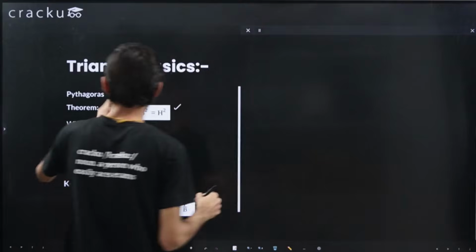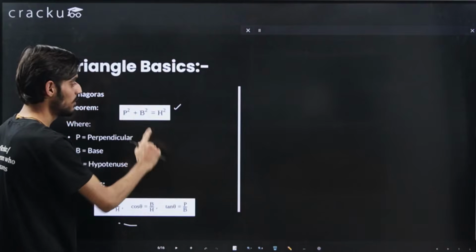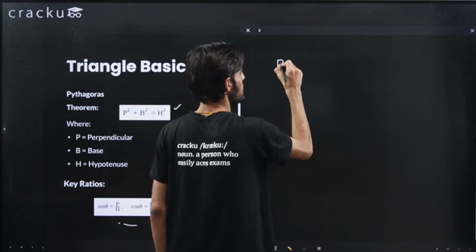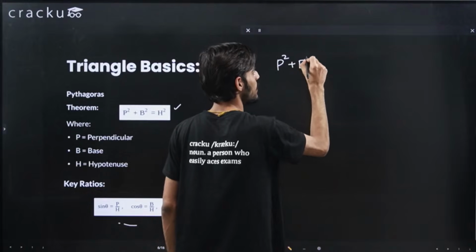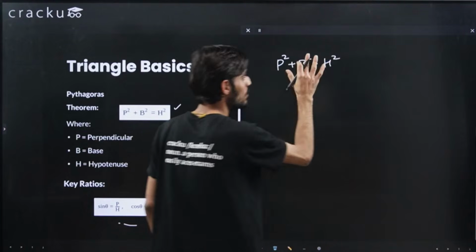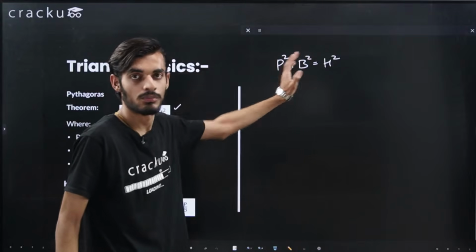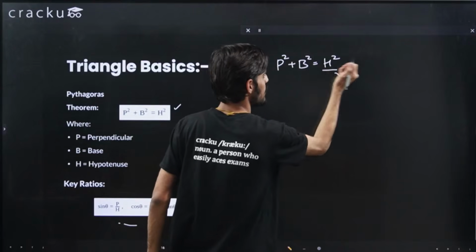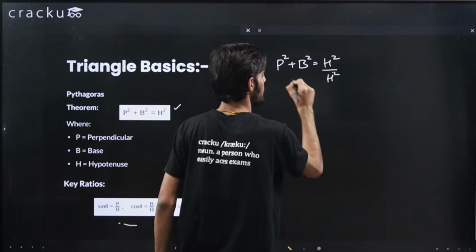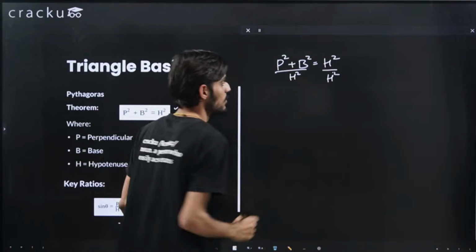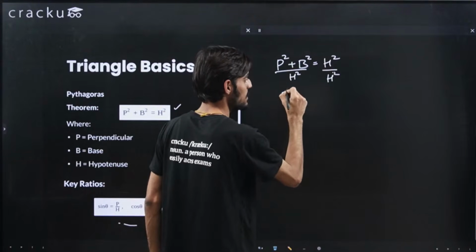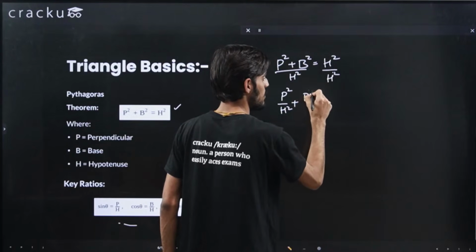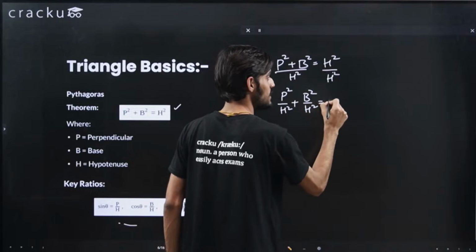Okay. So because we know that p square plus b square is equal to h square, we can write here p square plus b square divided by h square. So what we can do is divide both the sides by h square. Okay, so what we will get here is p square by h square plus b square by h square, that is equal to 1.